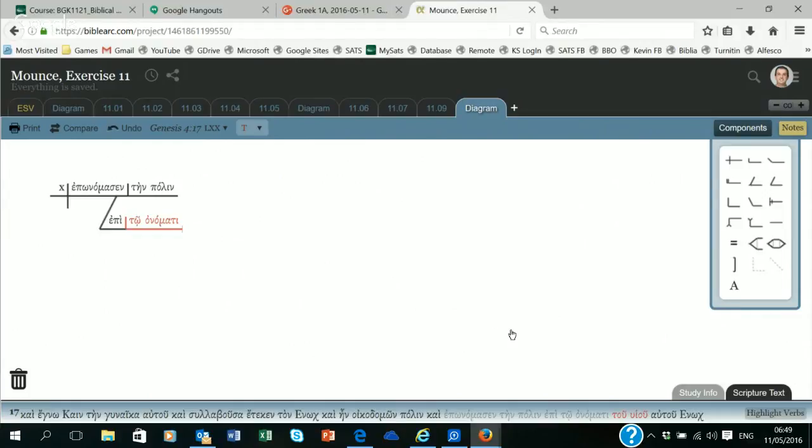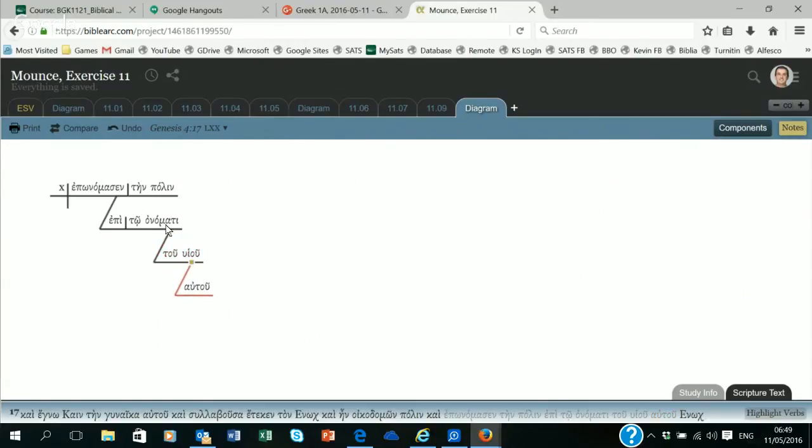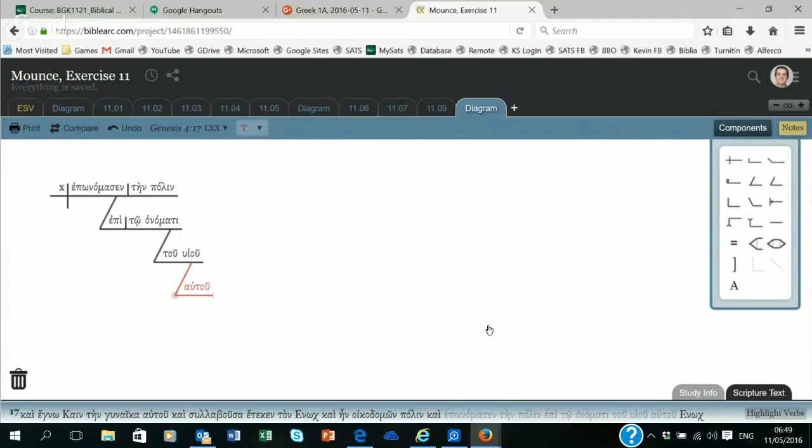Tou huiou is a genitive modifying onomati, the name. Whose name? Of the son. And autou is another genitive, this time modifying son. Whose son? Autou, his son. Okay. Enoch is the actual name. So Enoch stands in what is known as a relationship of apposition. This is when two elements, usually nouns, in a sentence are interchangeable. The one simply could be swapped for the other one. Enoch is the name, onomati. He named it after the name. What was the name of his son? Enoch. Apposition is diagrammed using an equal sign to the right or left of the words that are equivalent.